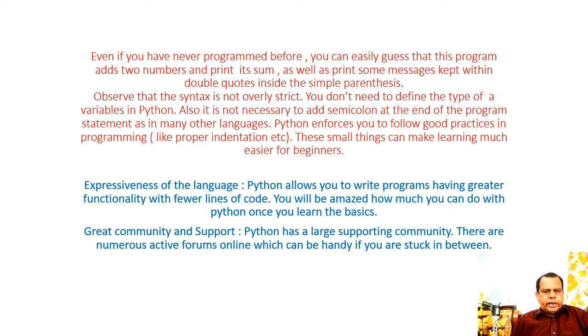Even if you have never programmed before, you can easily guess that this program adds 2 numbers and prints its sum, as well as prints some messages kept within double quotes inside the parentheses. Observe that the syntax is not overly strict. You don't need to define the type of a variable in Python. Also, it is not necessary to add a semicolon at the end of a program statement as in many other languages. Python enforces you to follow good practices in programming, like proper indentation, etc. These small things can make learning much easier for beginners.